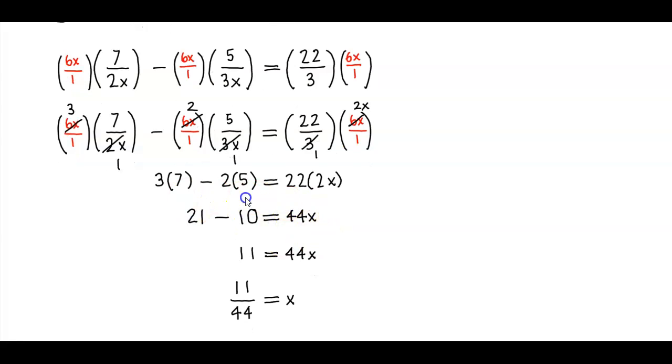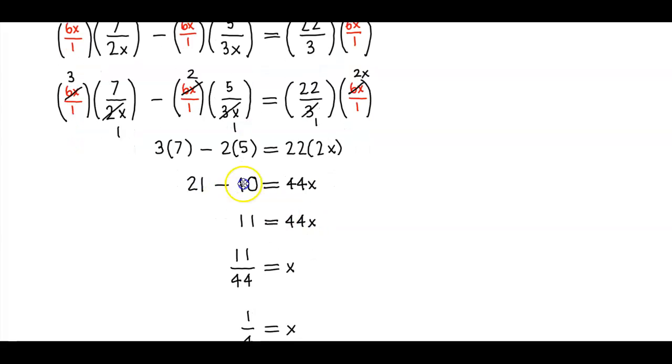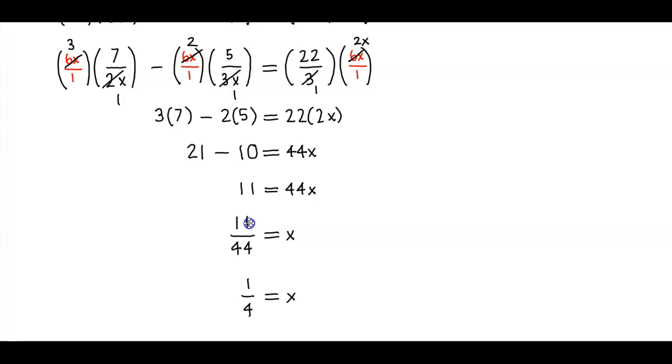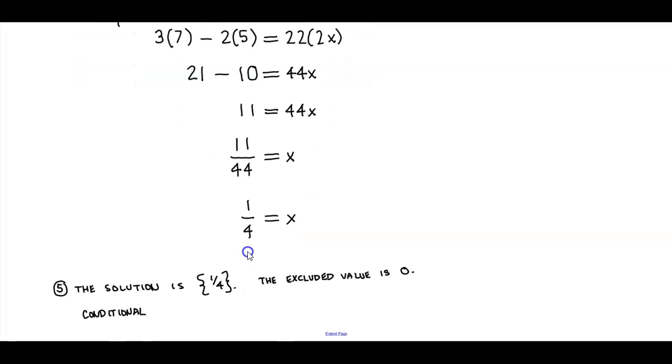Now it becomes a standard equation that we can solve for x. So we want to isolate the variable x. Now 21 minus 10 gives us 11. And then divide both sides by 44, we get x is equal to 11/44. And therefore x is going to equal 1/4. So the solution is 1/4.